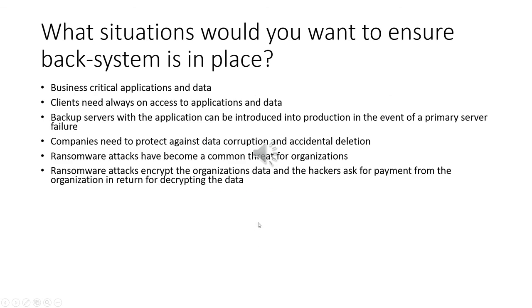What situations would you want to ensure a backup system is in place? Business critical applications and data. Clients need always on access to applications and data. Backup servers with the application can be introduced into production in the event of a primary server failure. Companies also need to protect against data corruption and accidental deletion. Ransomware attacks have become a common threat for organizations. Ransomware attacks encrypt the organization's data, and the hackers ask for payment from the organization in return for decrypting the data. With a backup system in place, companies would be able to restore their data without paying the fees.